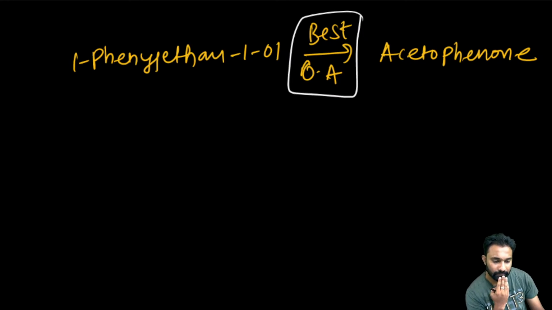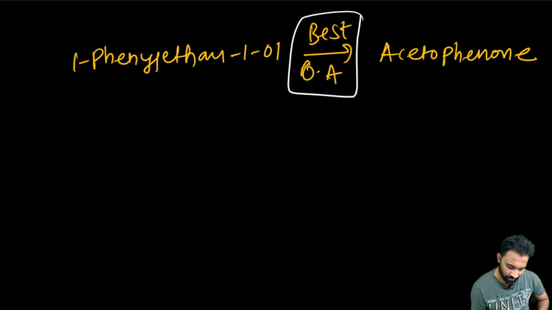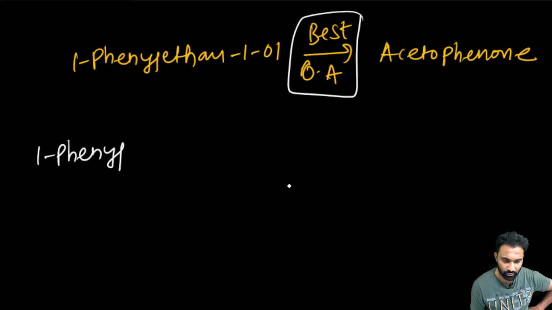Can anyone answer, other than KMnO4, K2Cr2O7 and any other? Jones reagent, okay. These all are best only. Because K2Cr2O7 and KMnO4. Now you tell me. Okay. MnO2 is also best.